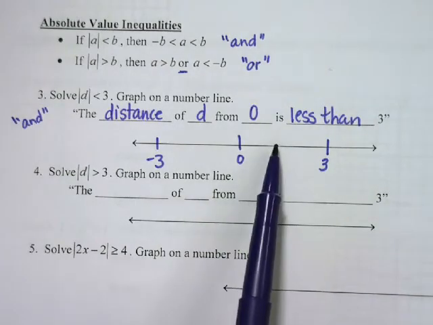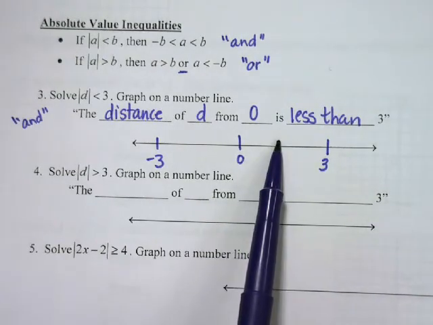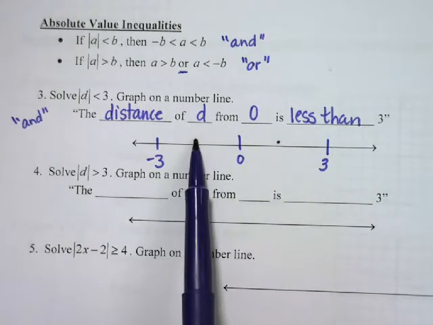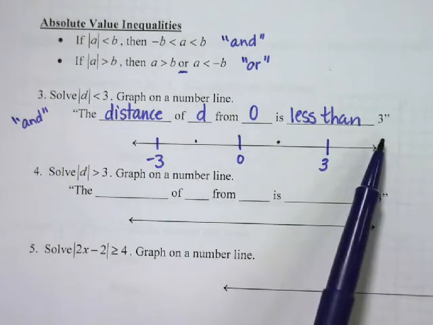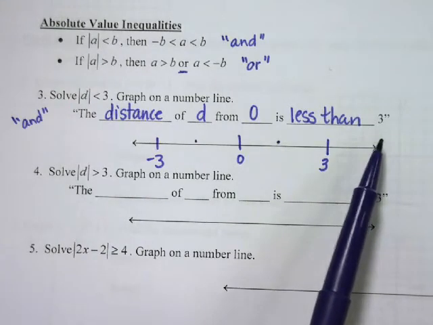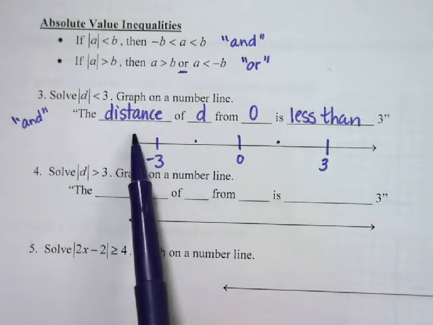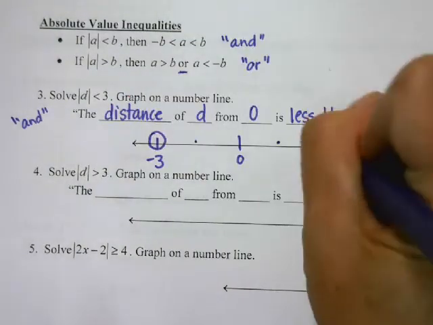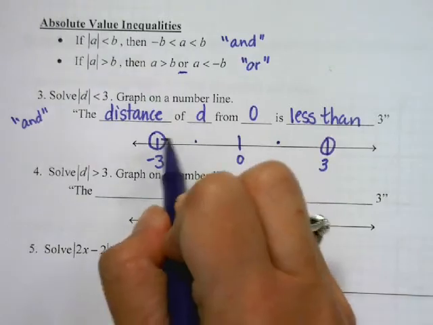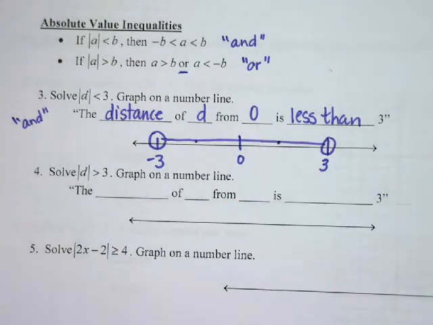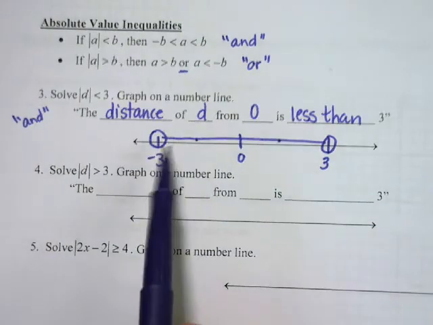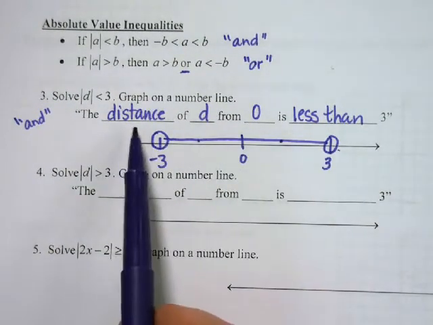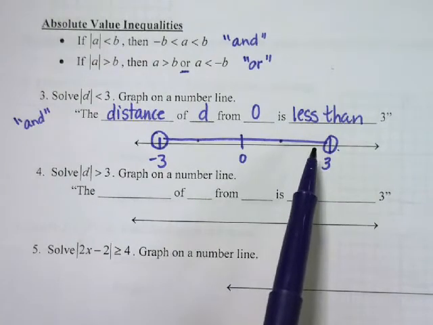Okay, what about here? If I were to pick a point here, is that a distance smaller than 3? Yeah. How about over here? Is that a distance smaller than 3? Yeah. What about a point way out here? Is that a distance smaller than 3? No. Over here? No. So, it doesn't have the equal to with it, but anywhere between those two guys works. Anywhere between them is a distance smaller than 3.